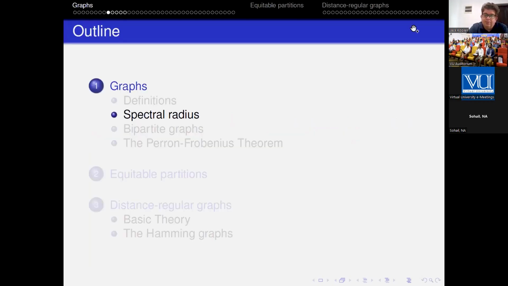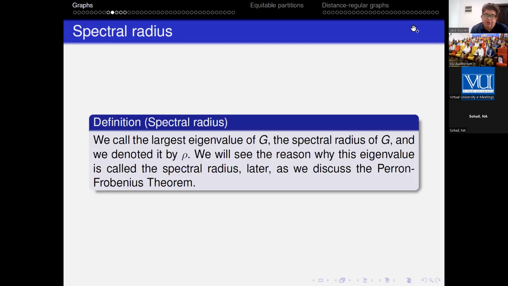So now I will talk about the spectral radius of a graph. We call the largest eigenvalue of Γ the spectral radius of Γ, and we usually denote it by rho. We will see the reason why this eigenvalue is called the spectral radius later as we discuss the Perron-Frobenius theorem. We will prove the symmetric version of the Perron-Frobenius theorem because that is a much easier proof than if you want to prove the Perron-Frobenius theorem in all generality.